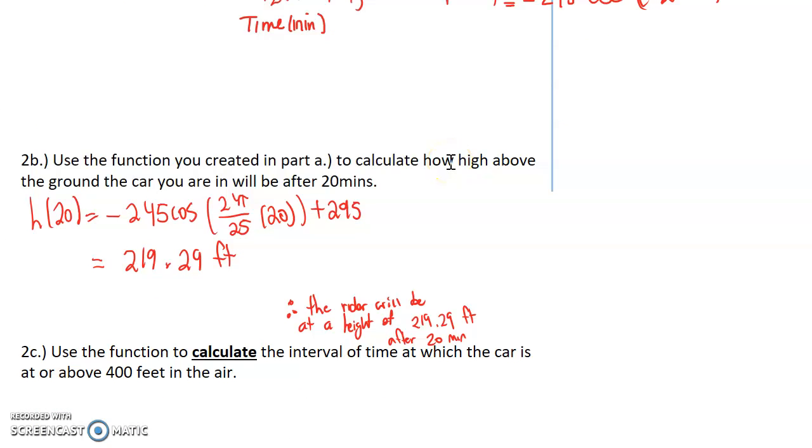To see where the rider is in terms of their height, I plugged in the value of time, that is 20 minutes, into the equation of the height function, which I got in part 1. For the height of the rider at 20 minutes, I found that it will be 219.19 feet.